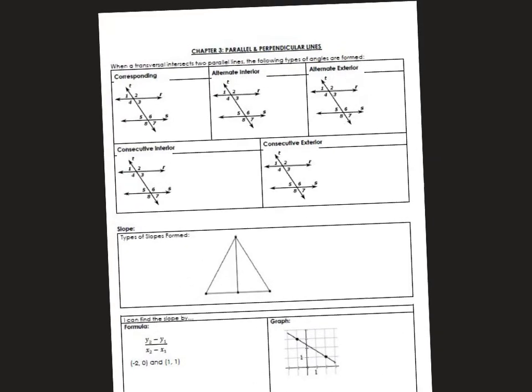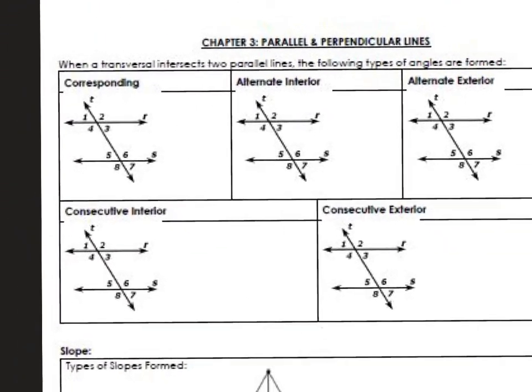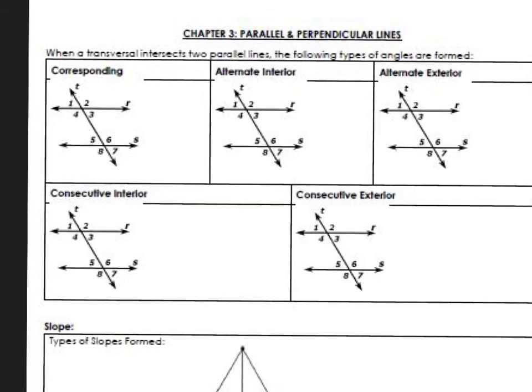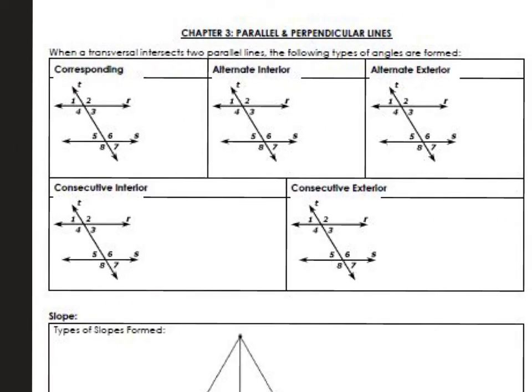All right, parallel and perpendicular lines. When a transversal intersects 2 parallel lines, the following types of angles are formed. We have corresponding angles, which are angles that are in the same positions. So 2 and 6, 3 and 4, 1 and 5, 4 and 8 are all corresponding angles, and all corresponding angles are going to be congruent to each other.